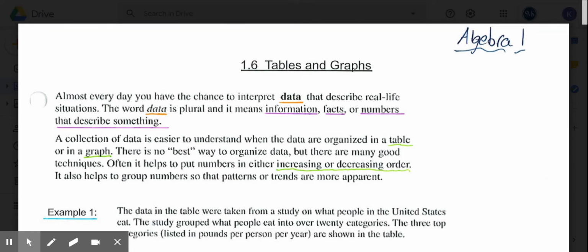So basically what that second paragraph is saying is, depending on your data, there's not necessarily a best way to organize or display it, but there are better ways in certain circumstances depending on the situation. So for example, sometimes you might use just a simple table. Other times you may use a bar graph or a line graph or a pie chart, also known as a circle graph. So there's many different options. So we're going to look at a few of these different ways to organize and interpret mathematical data.